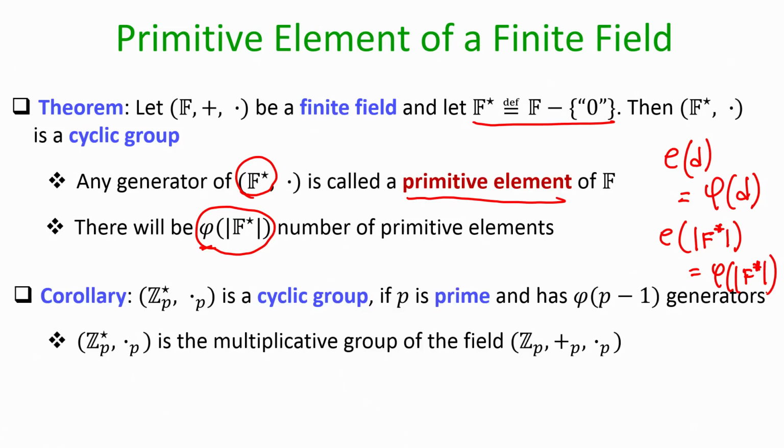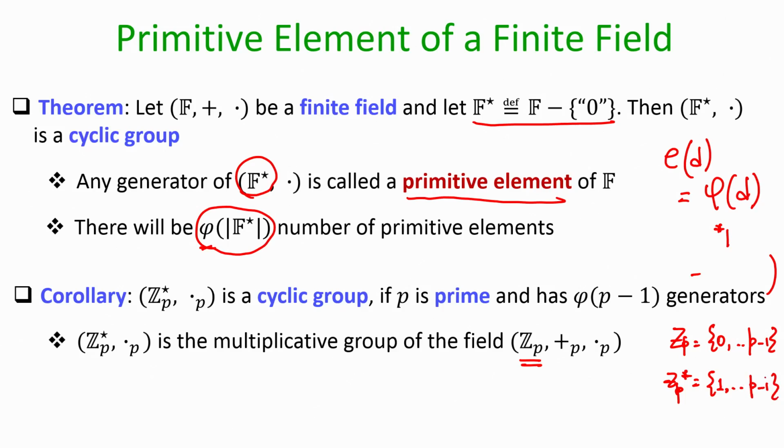It will be the same as phi of the cardinality of f star. And now, if I apply this theorem for the special case of the field ZP, your ZP will have all the elements from 0 to p minus 1, and ZP star will have p minus 1 elements. So, all the elements except 0 are present here. Since ZP constitutes a field, if I focus on the non-zero elements, I get ZP star, and if I apply this theorem, I get the conclusion that ZP star is a cyclic group and it will have this many generators.